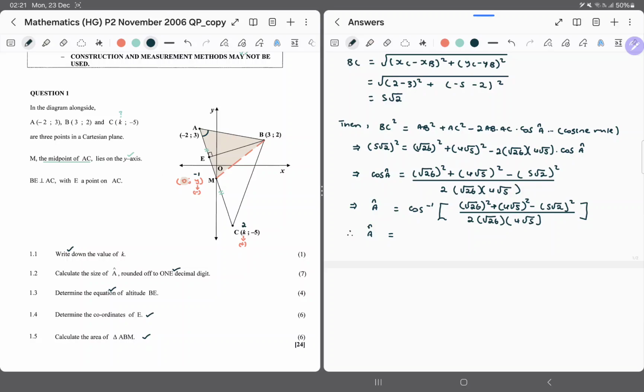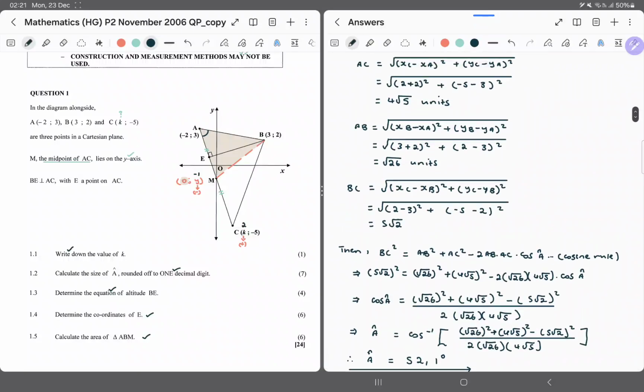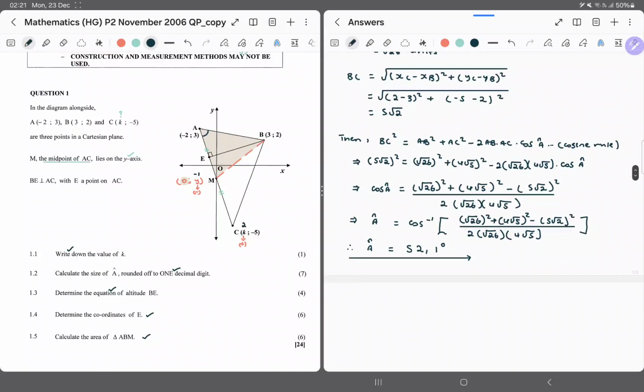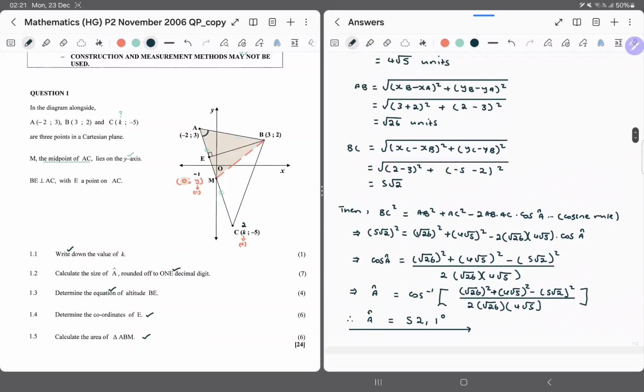Anyway, so we are getting, remember we're told to 1 decimal place, so this is 52.1 degrees. So we follow the instructions. So this is it, guys. Can you see? Not very complicated. Yes, a 7-mark question demands a bit of work for sure, but we have handled it nicely.